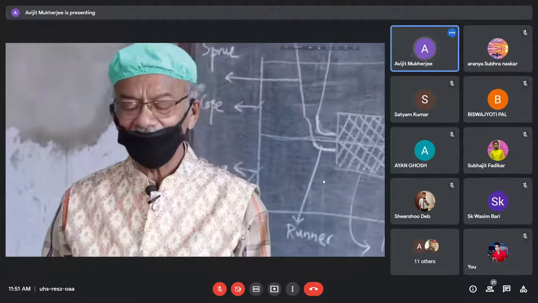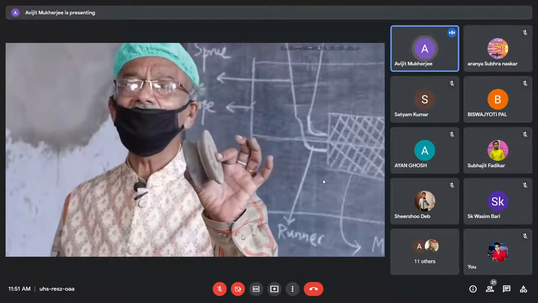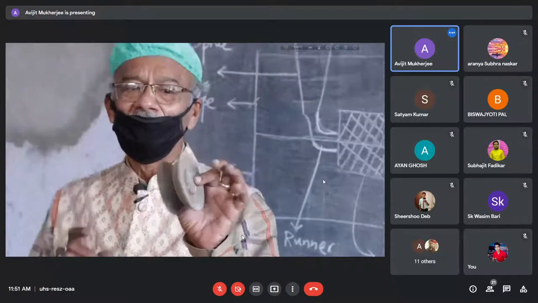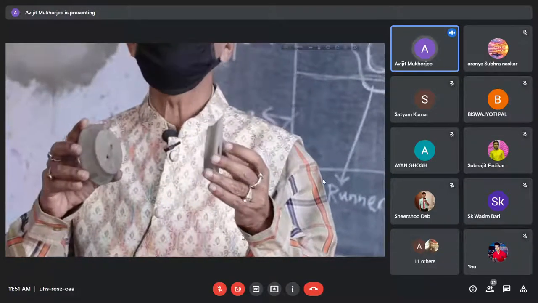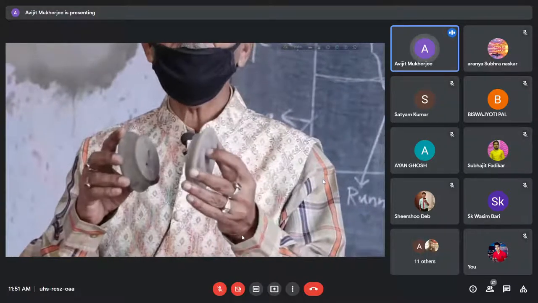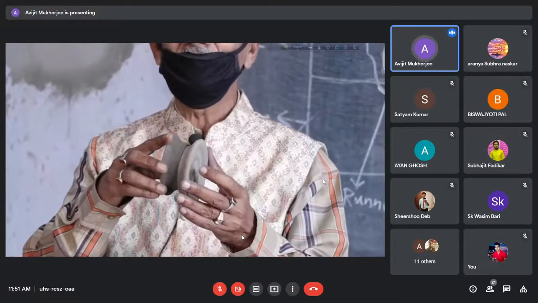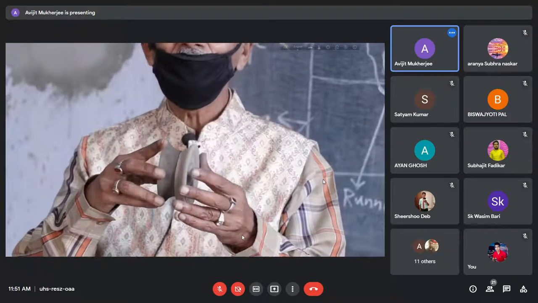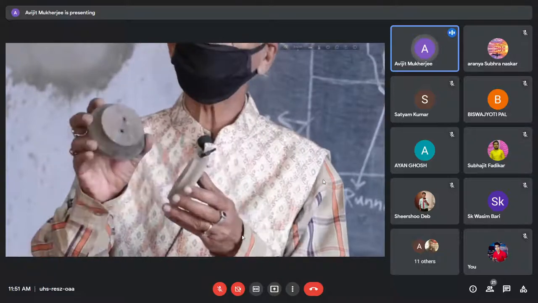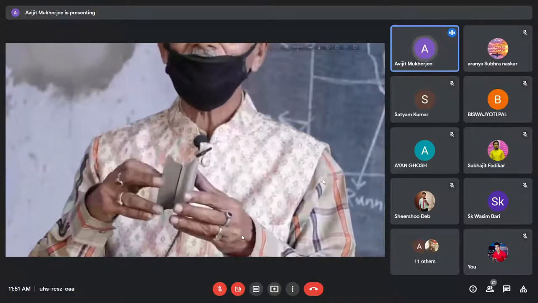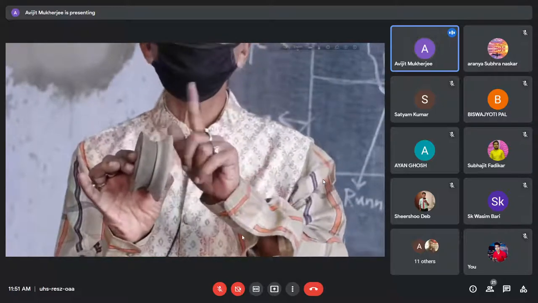Please see this pattern. Basically, it is the pattern of a rope pulley. We can divide it this way, so it is a two piece pattern. This part and this part should be located in the same position. For solving the locating problem, there is some dowel pin which will enter into this part so that there should be no displacement between these two parts. So this is known as a two-piece pattern.